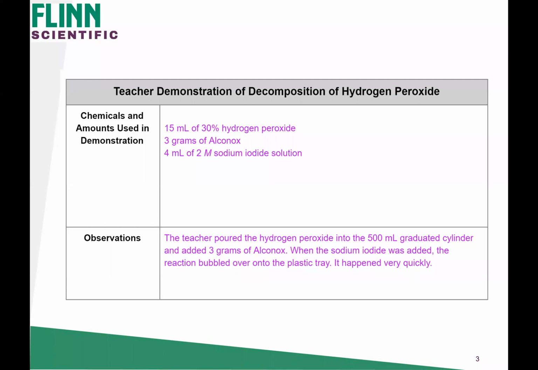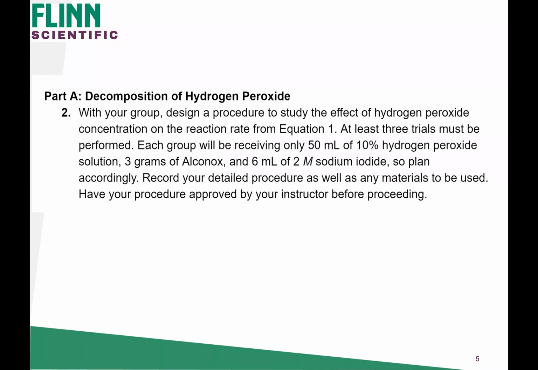Okay, so now what I want to get to is the biggest part of the experiment, where we're meant to come up with a controlled experiment to study the decomposition of hydrogen peroxide. The example you just saw, we decomposed 30% hydrogen peroxide, so very concentrated. Now, the purpose of this lab was to design a procedure to study the effect of peroxide concentration on the reaction rate of that decomposition. And if you're in lab, you'd have enough materials to conduct 3 trials.